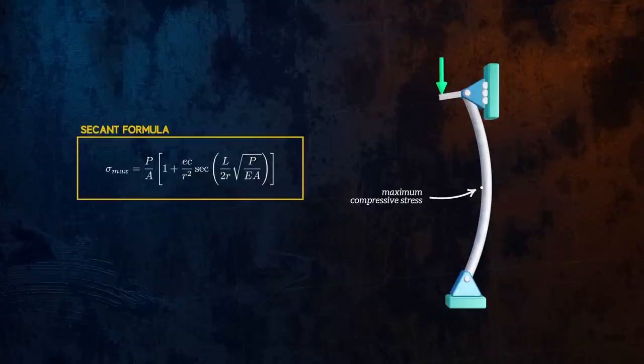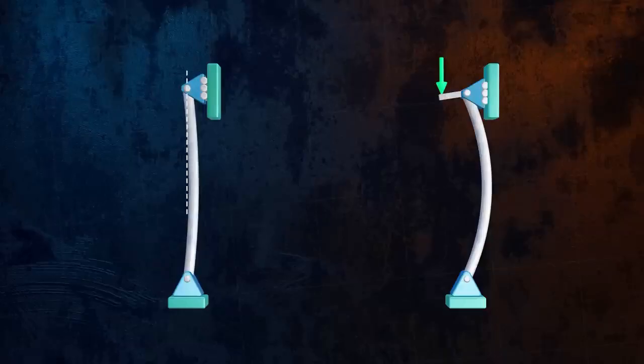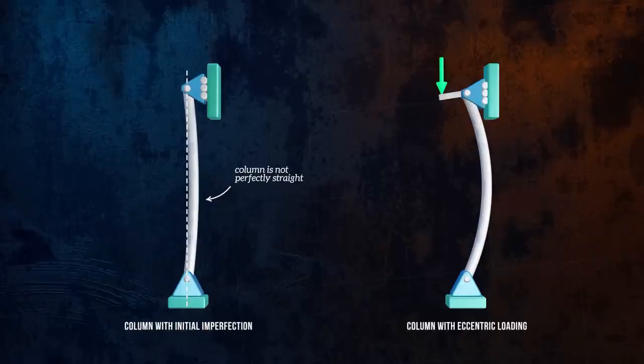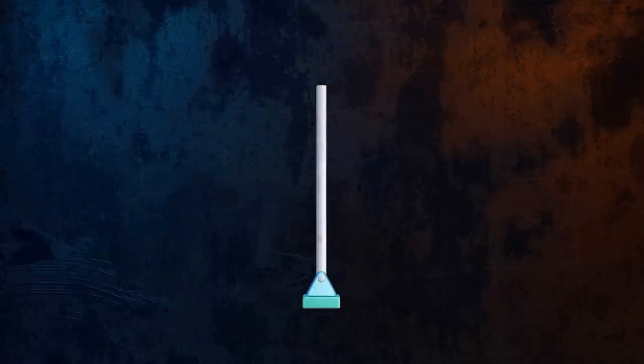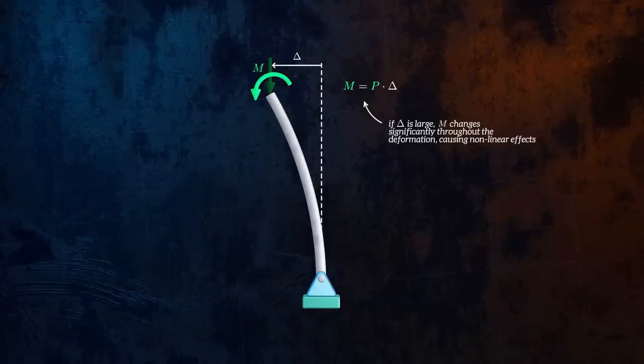Another limitation of Euler's formula is that it assumes that the column is perfectly straight before the load is applied. But real columns contain imperfections, and however small they may be, these can reduce the critical buckling load. Since imperfections introduce bending, they have a similar effect to an eccentric load, and so can be modeled in the same way. Euler's formula and the secant formula also assume that displacements are small. If displacements are large, the moment acting on the column will change significantly throughout the deformation, introducing significant geometric nonlinearity. In structural analysis, this is called the p-delta effect.